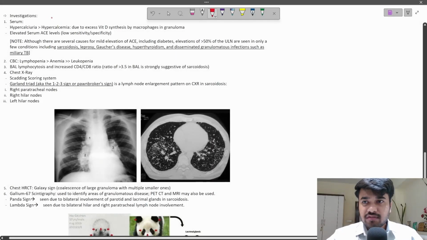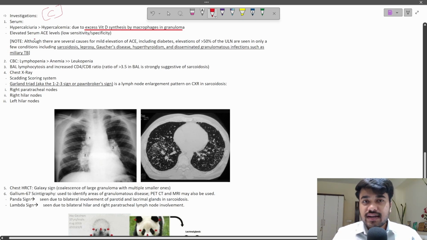So moving on to the investigations. First we have the serum investigations. Due to excess vitamin D synthesis by macrophages in the granuloma, sarcoidosis is typically associated with increased calcium levels, hypercalcemia as well as hypercalciuria. In fact, hypercalciuria is the more common finding, right?